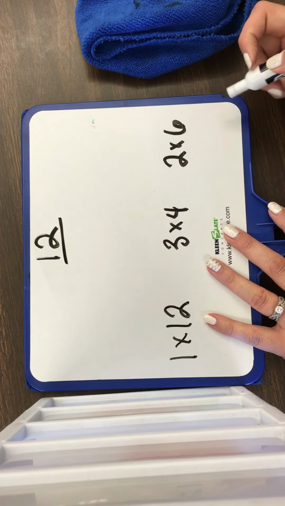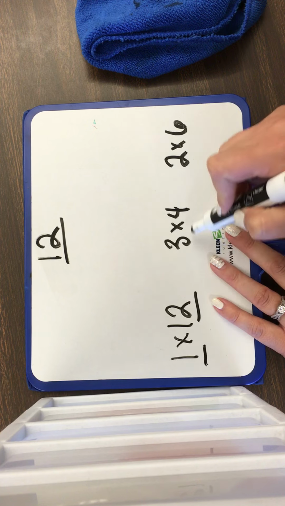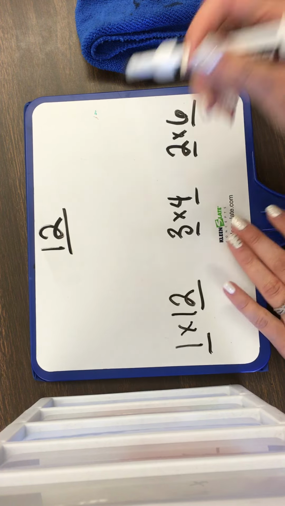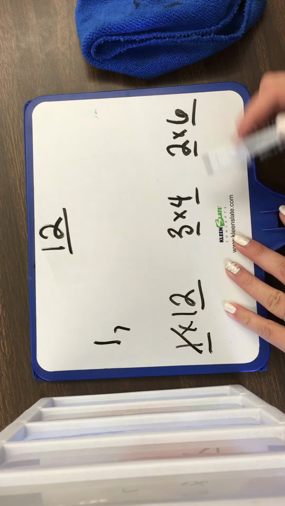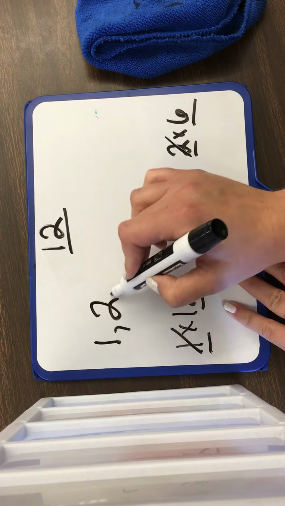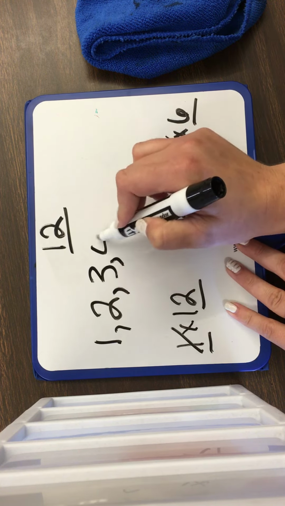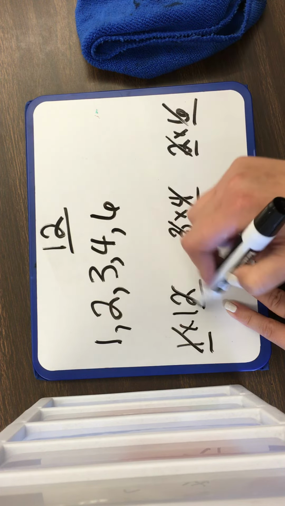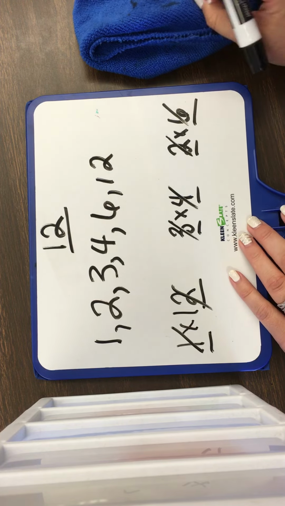And then when we're done, what we need to do is take these factors. So we have 1, 12, 3, 4, 2, and 6. We need to take those factors and put them in order from least to greatest. So we would start with 1, and then 2, then 3 and 4, then 6, and then 12. And that is if it specifically asks for just the factors.